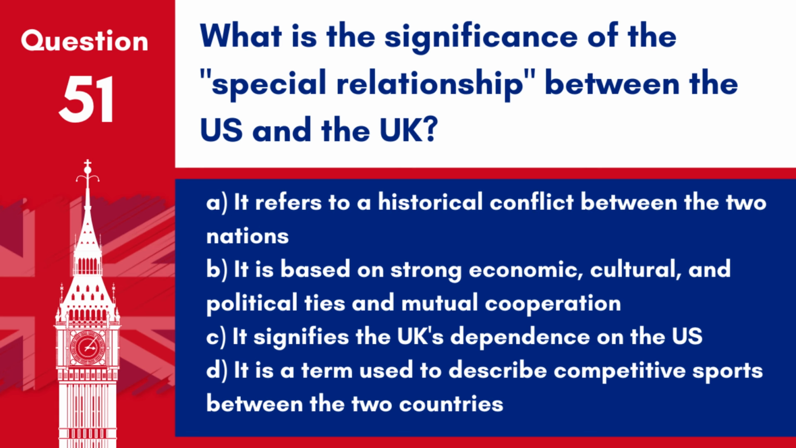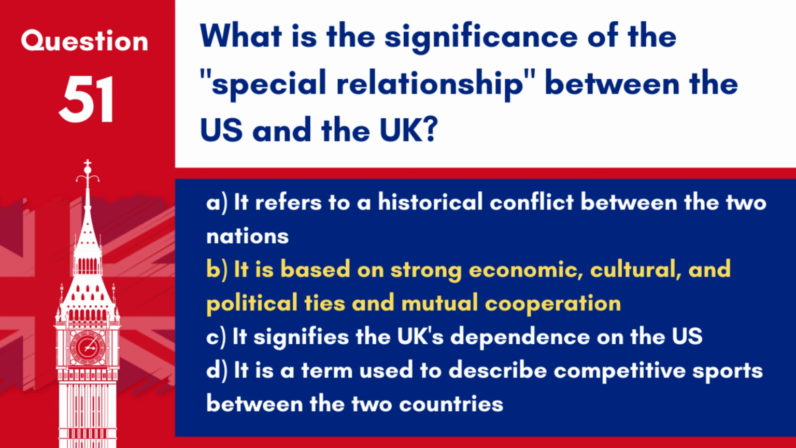Question 51. What is the significance of the special relationship between the US and the UK? A. It refers to a historical conflict between the two nations. B. It is based on strong economic, cultural and political ties and mutual cooperation. C. It signifies the UK's dependence on the US. D. It is a term used to describe competitive sports between the two countries.